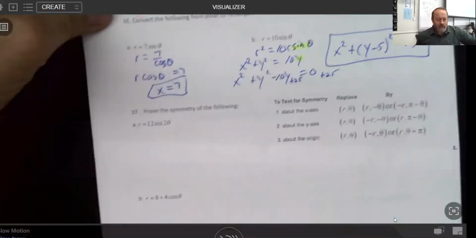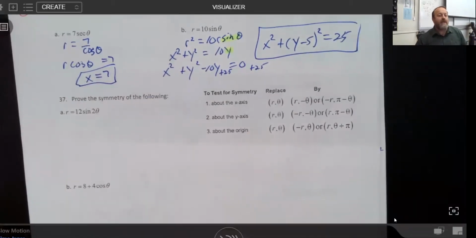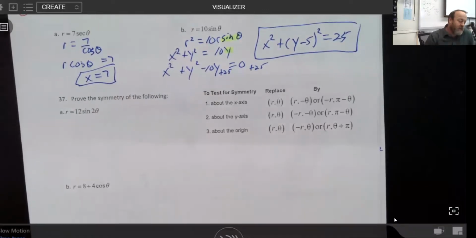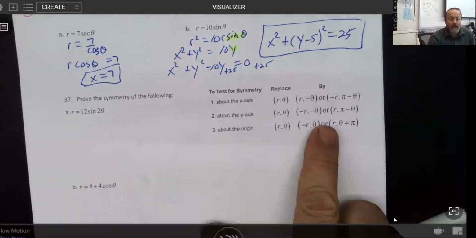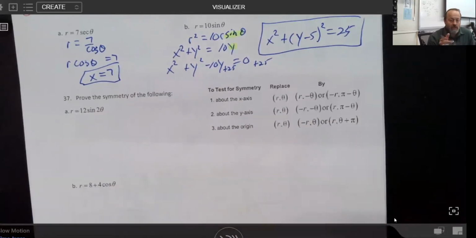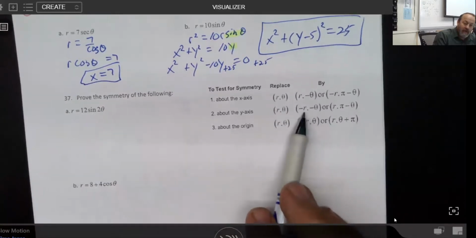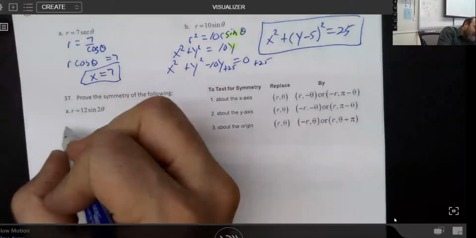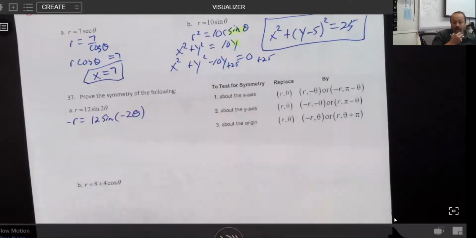Now, here's where I got to slow down a little bit. So I want to prove that some of these things have the appropriate symmetries. And so I have some tests for symmetry right here. And we should know already before we start this that if it's a sine, it's going to have some kind of a y-axis symmetry. So it's going to fit one of these things really, really well. So what I'm going to do is try this one. I'm going to replace r and theta with a negative r and negative theta. So r becomes negative r, theta becomes negative theta, times 2 is still negative theta.